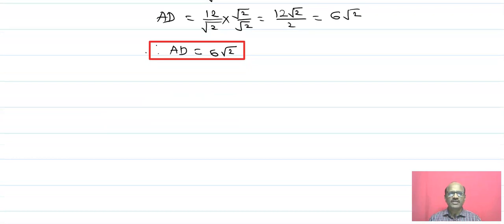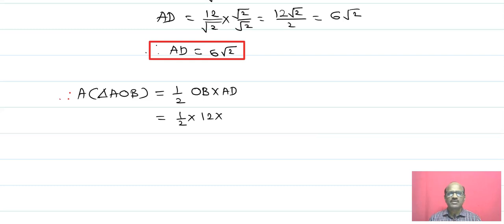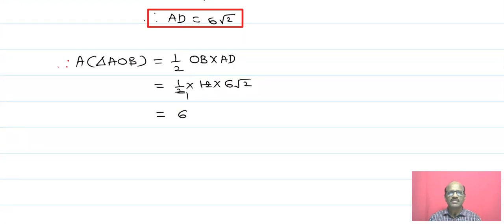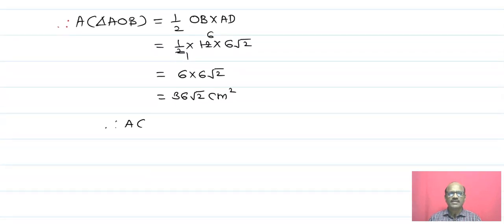Now we'll find out the area of the triangle. Area of triangle AOB is equal to 1 upon 2 OB into AD. That is 1 upon 2, 12 into 6 root 2. That is 6 into 6 root 2, that is 36 root 2 centimeter square. Therefore, this is the area of the triangle, 36 root 2 cm square.